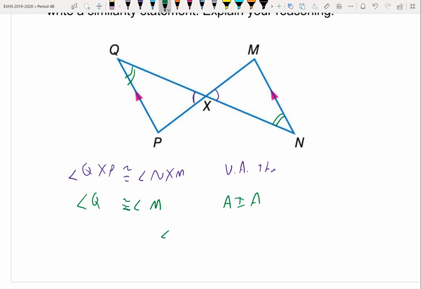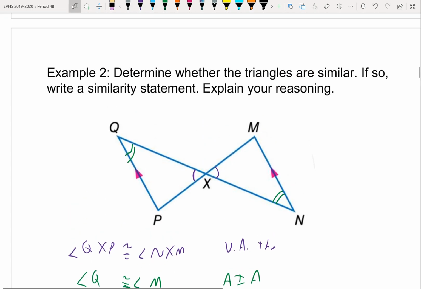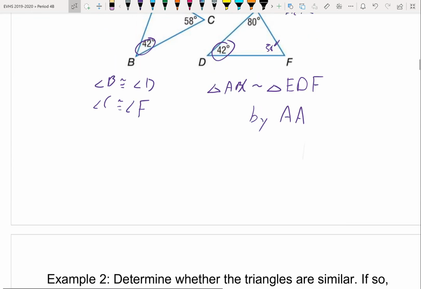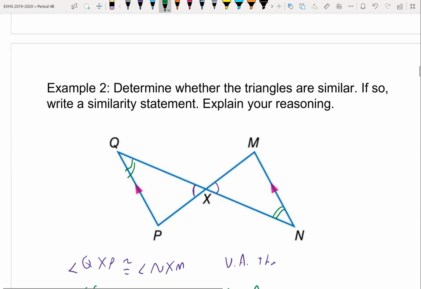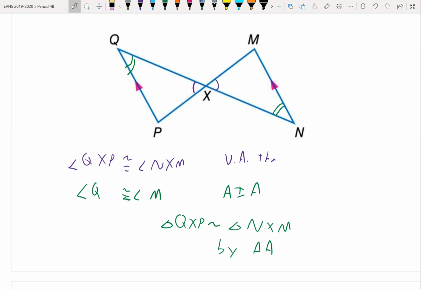So I would say that triangle QXP is similar to triangle, let's say Q corresponds with N, X corresponds with X, and then M, and that is by angle similarity. Actually, now that I write that, I'm questioning, did I write that wrong earlier? Nope, I did write similar. I was afraid that I'd accidentally written congruent there out of habit. Okay, those guys are similar.